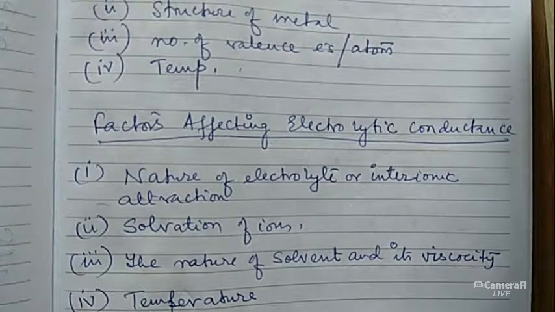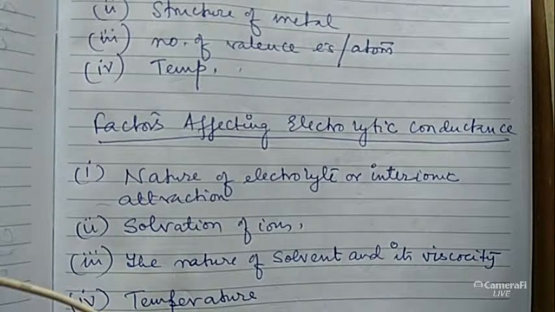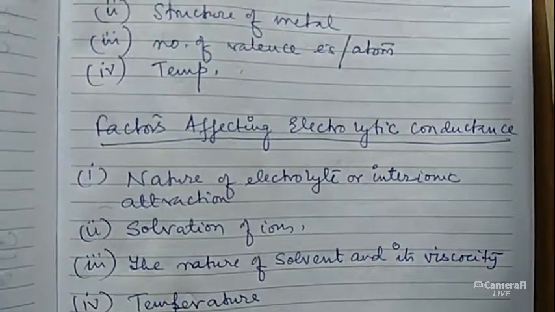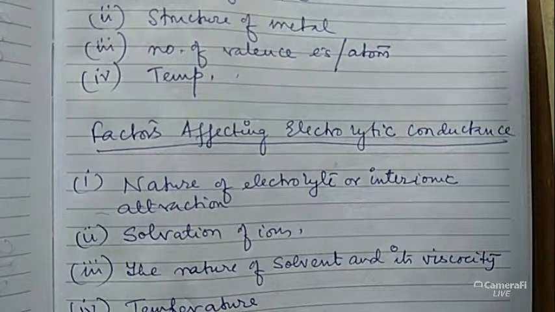Next factor we have is the temperature. I hope, children, you are copying it. We have the temperature and how the temperature varies. Okay, these are the factors on which electrolytic conductance depends. I'm giving you some time, please copy it.